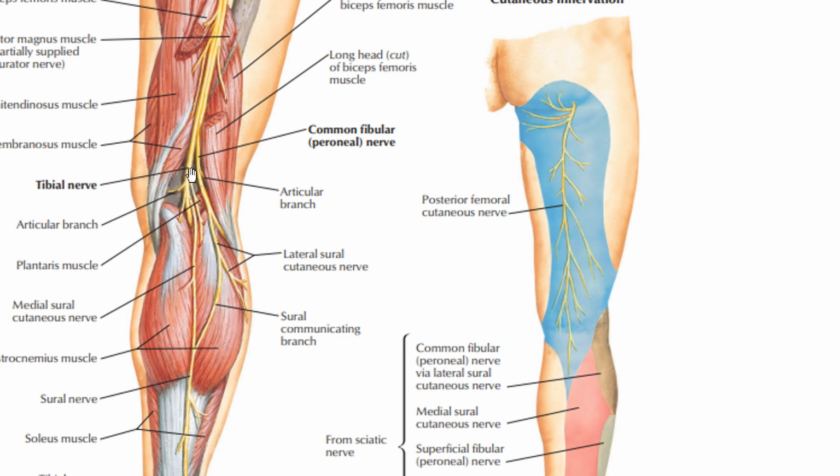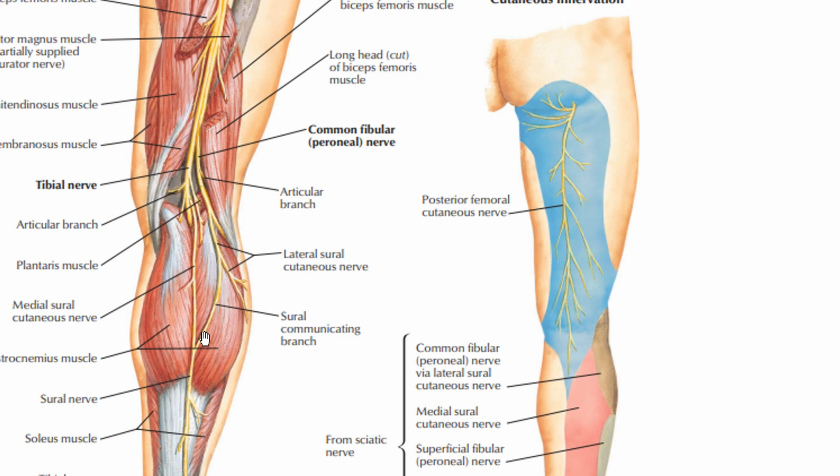The tibial nerve gives a branch called the medial sural cutaneous nerve. Likewise, the common peroneal nerve gives another branch, the lateral sural cutaneous nerve. The medial and lateral sural cutaneous nerves join each other by means of the sural communicating branch, resulting in the formation of the sural nerve.